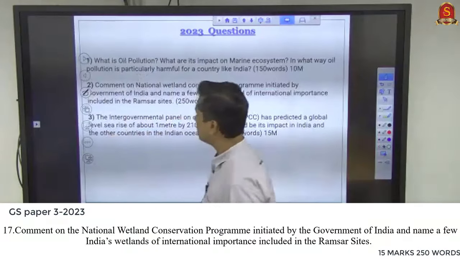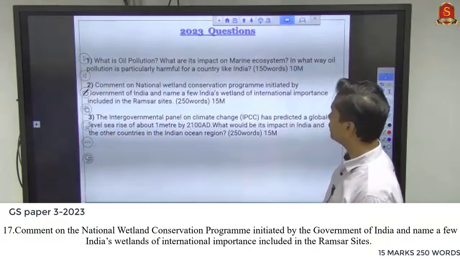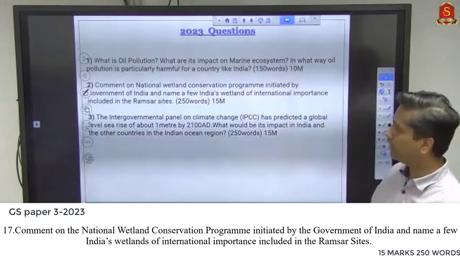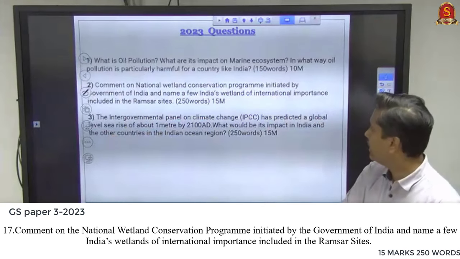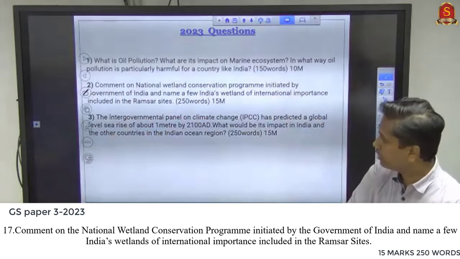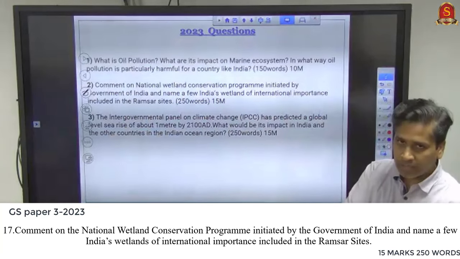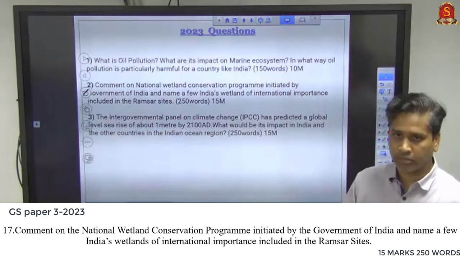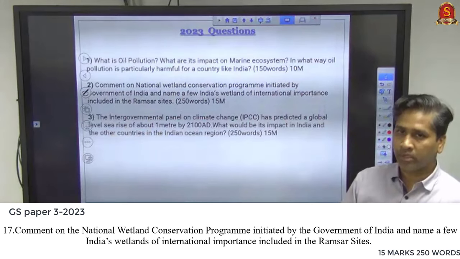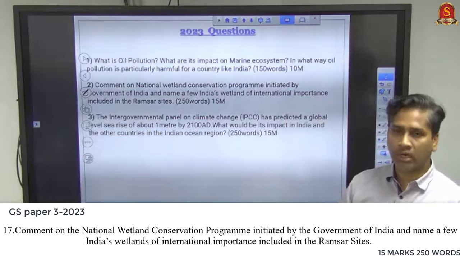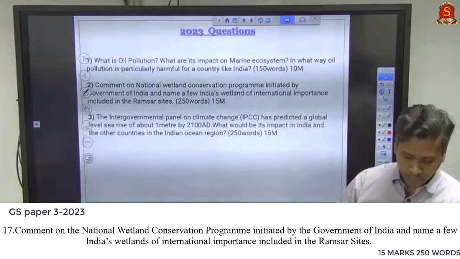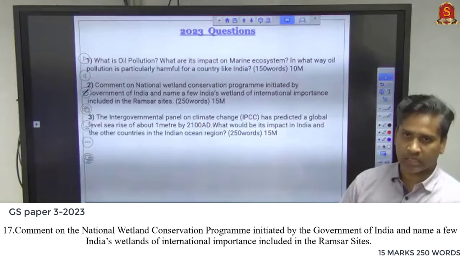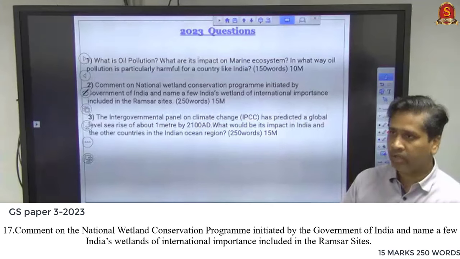Come to the second question: comment on the National Wetland Conservation Program initiated by the Government of India, and name a few of India's wetlands of international importance included in the Ramsar site. So two parts. The first part is, we have to explain about the National Wetland Conservation Program. Since it's 250 words, 15 marks, you have to tell what the basic provisions of this particular wetland conservation plan are, and comment, you have to give an opinion.